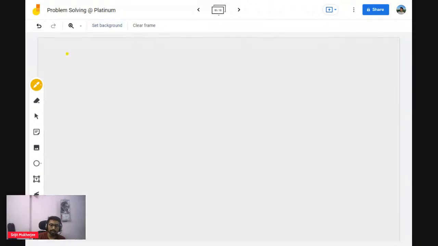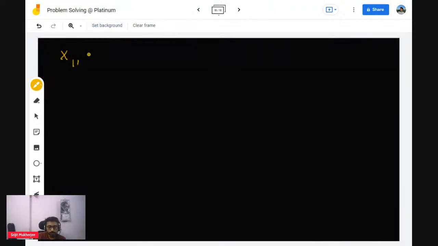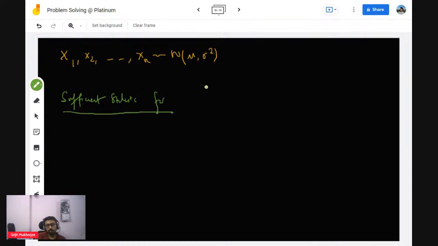So my question is that x1, x2, xn follow normal mu comma sigma square. What is the sufficient statistic for mu cube? What is the sufficient statistic for mu cube? Tell me. How will you find this out?